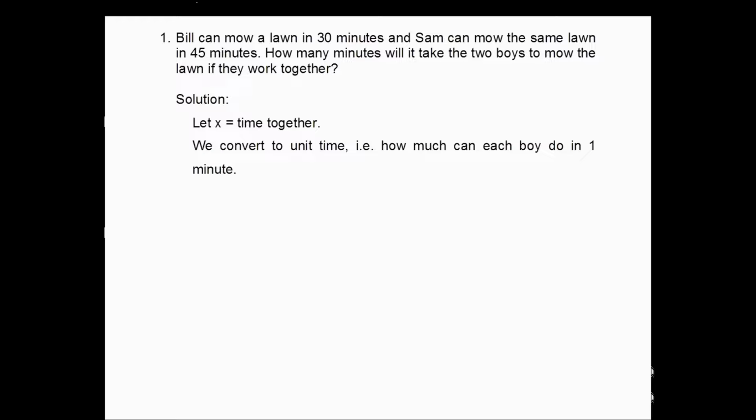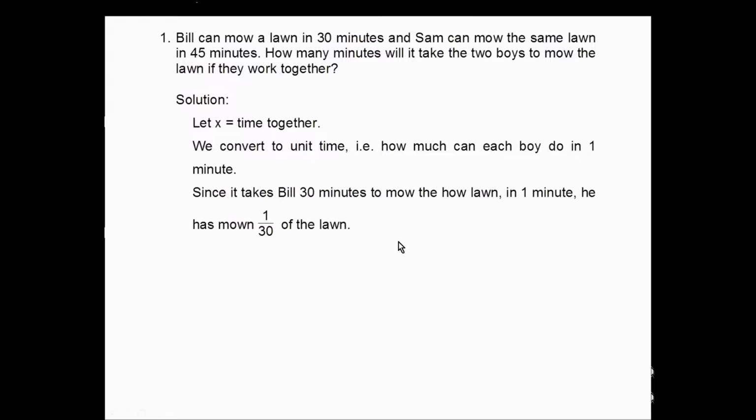Our solution. We let x equal the time together. We convert to unit time. That is, how much can each boy do in 1 minute? So it's kind of like we're trying to figure out how much of a lawn per minute they can mow. It's kind of like distance equals rate times time. Notice it takes Bill 30 minutes to mow the lawn, so in 1 minute, he's 1/30th of the way done. So just flip it over.